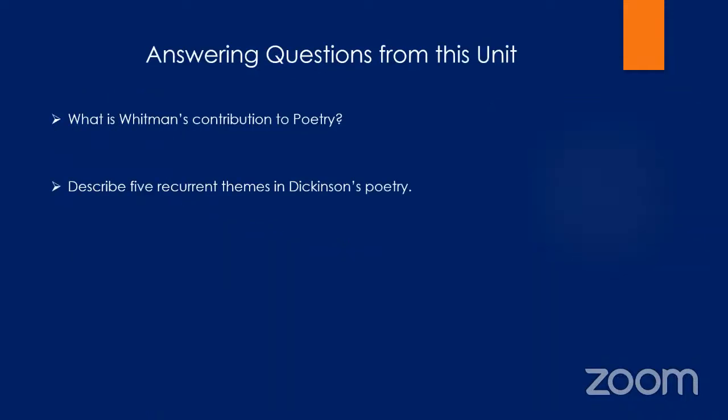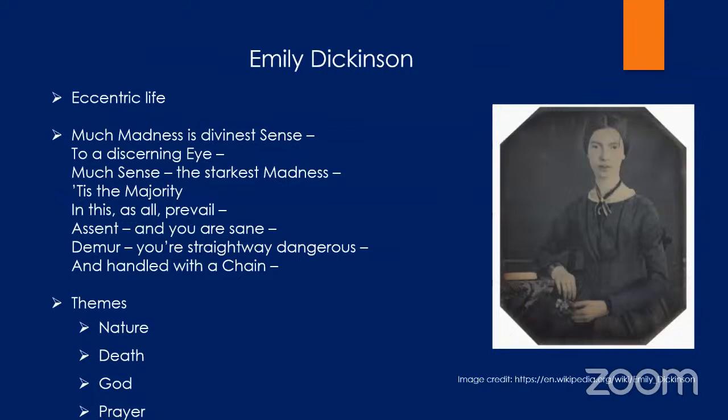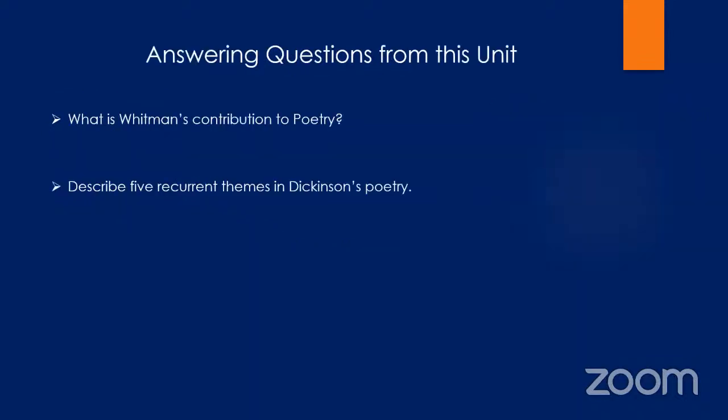Okay, before going on to the next block, what is Whitman's contribution to poetry can be one of the questions that can come from this unit. And it is there directly in unit 10 of your course book. So this is a direct question. And then describe 5 recurrent themes in Dickinson's poetry. I just mentioned them in the previous slide. Nature, death, God, prayer, hell and heaven, salvation, damnation, all these are themes. So this is also there in unit 11, which talks about Dickinson and her poetry.